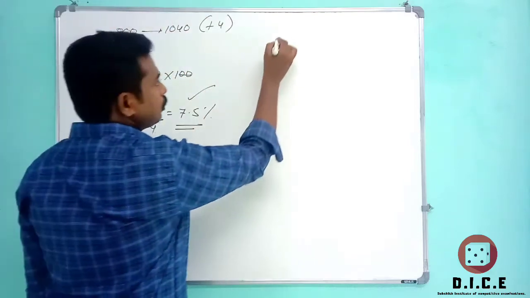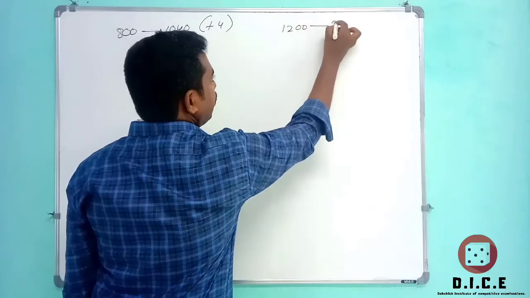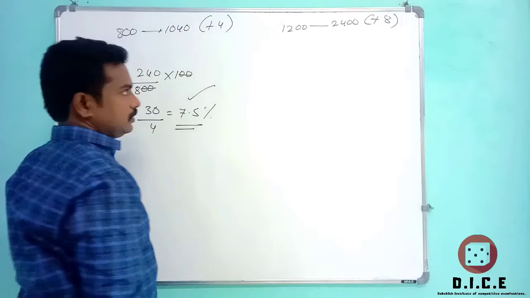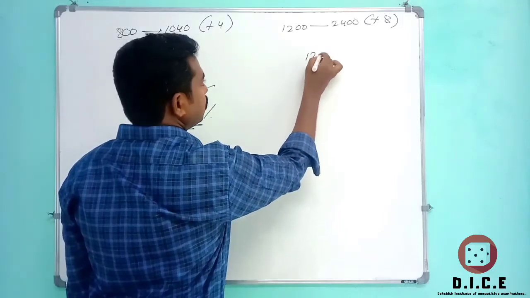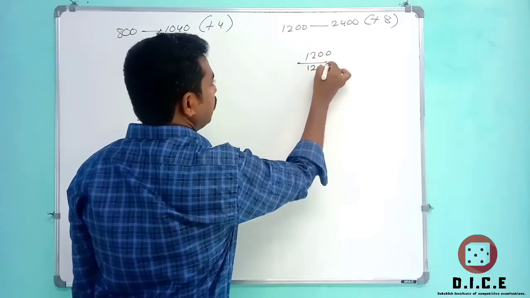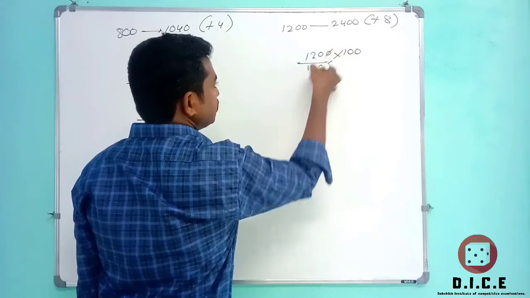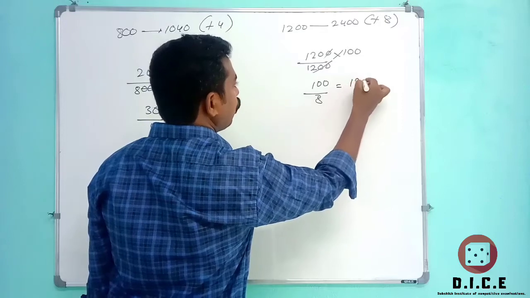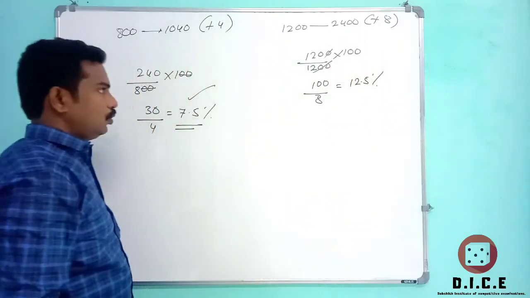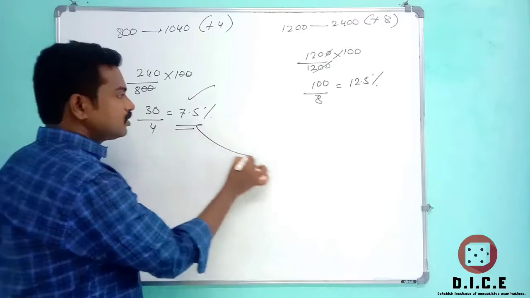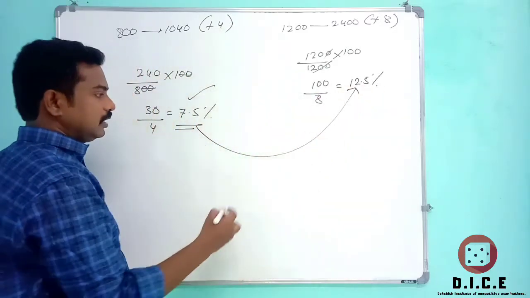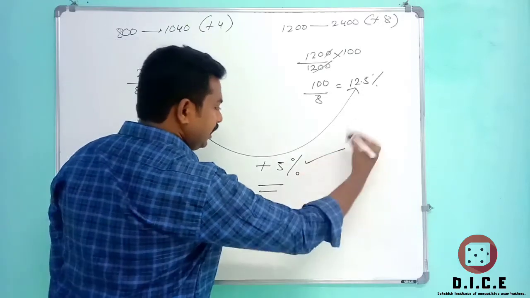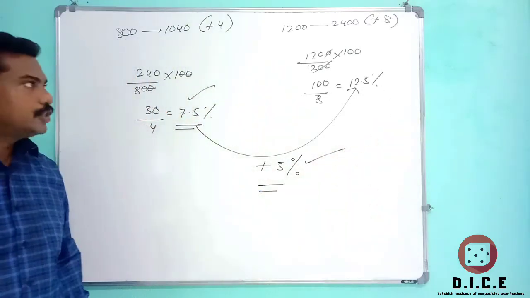Similarly, for the second case, 1200 amounts to 2400 in 8 years. The difference is nothing but 1200 by 1200 into 100. That is cancelled. 100 by how many years? 8. That is nothing but 100 by 8, that is 12.5%. So now how much percentage increase from 7.5 to 12.5%? That is clearly by 5%. So 5% is your answer.